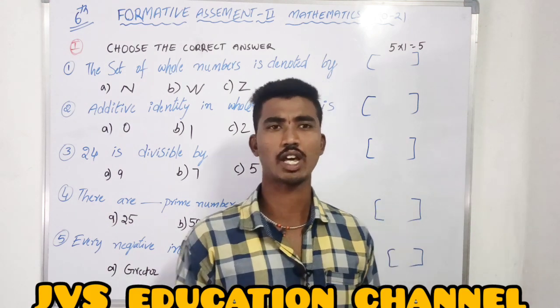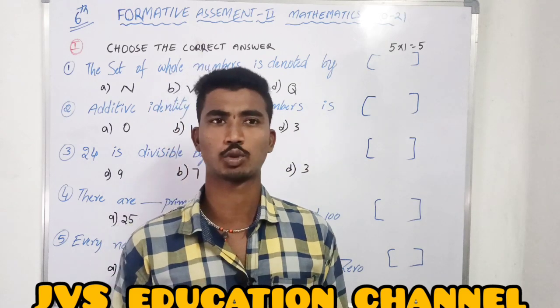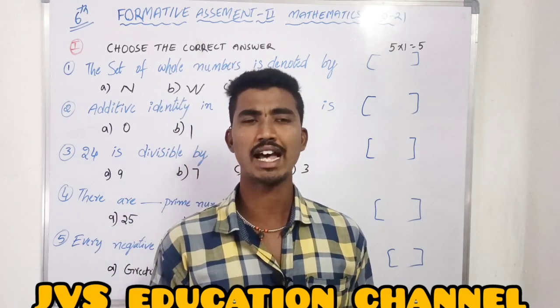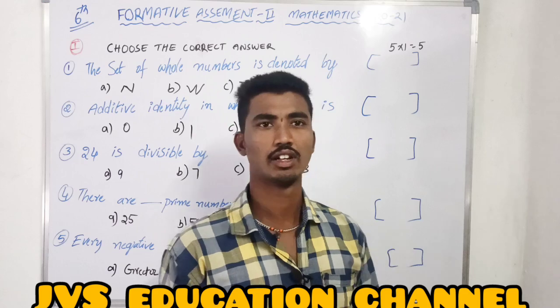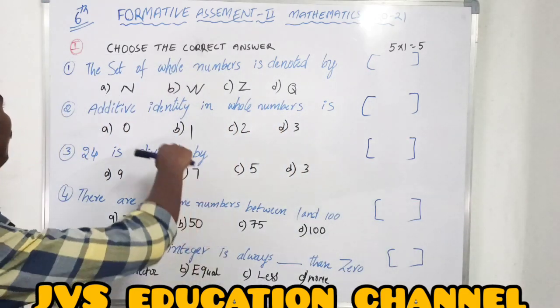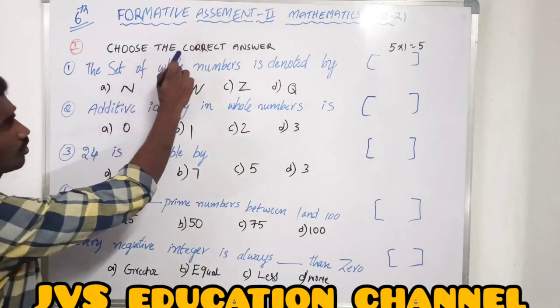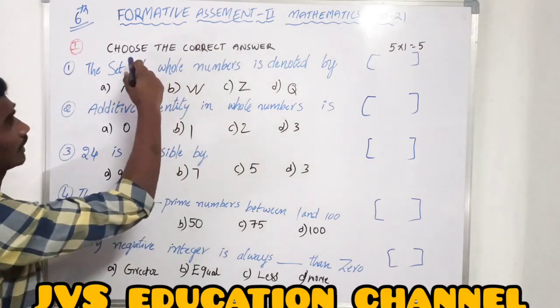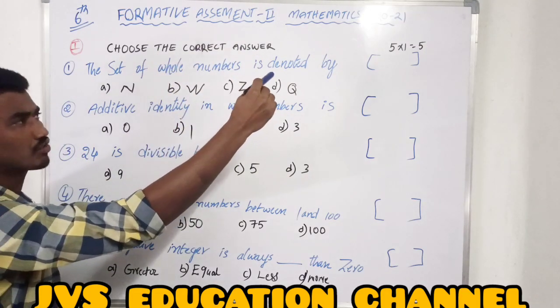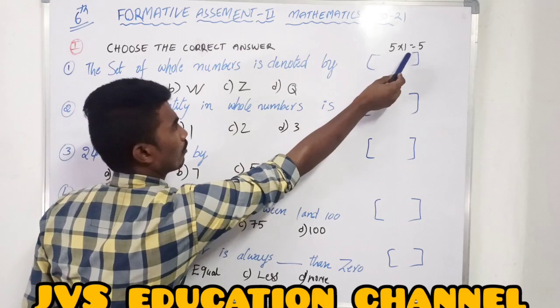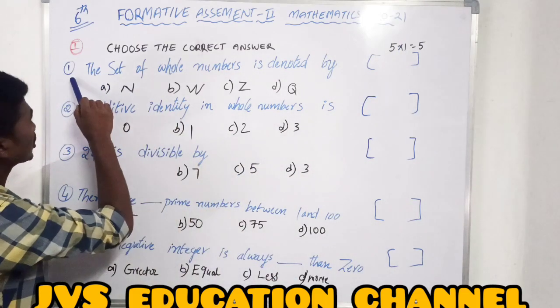Now we are discussing the topic: Formative Assessment 2 2021 Mathematics Paper, 6th class. In the first Roman, choose the correct answer. Here we have 5 questions. Each one carries 1 mark, total 5 marks. Listen, what is the first one?